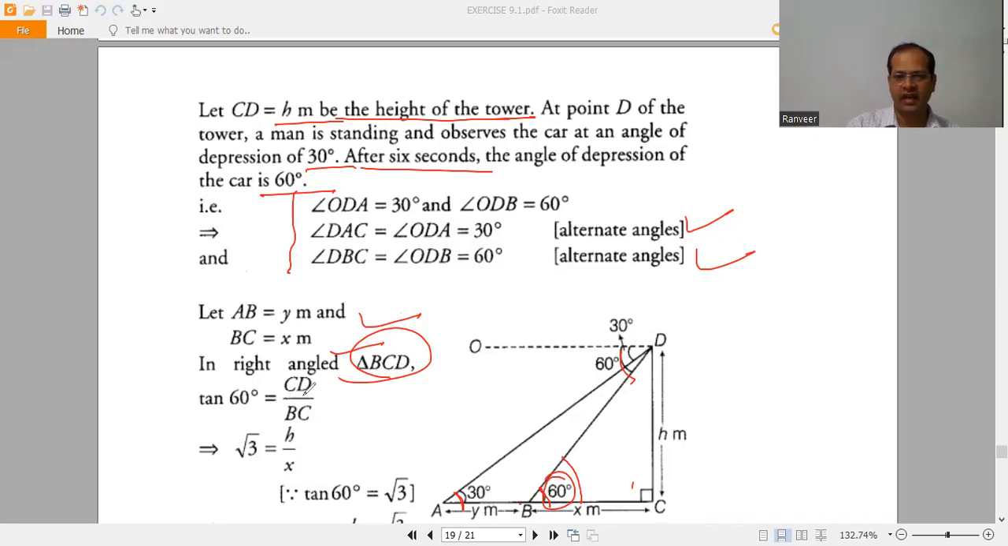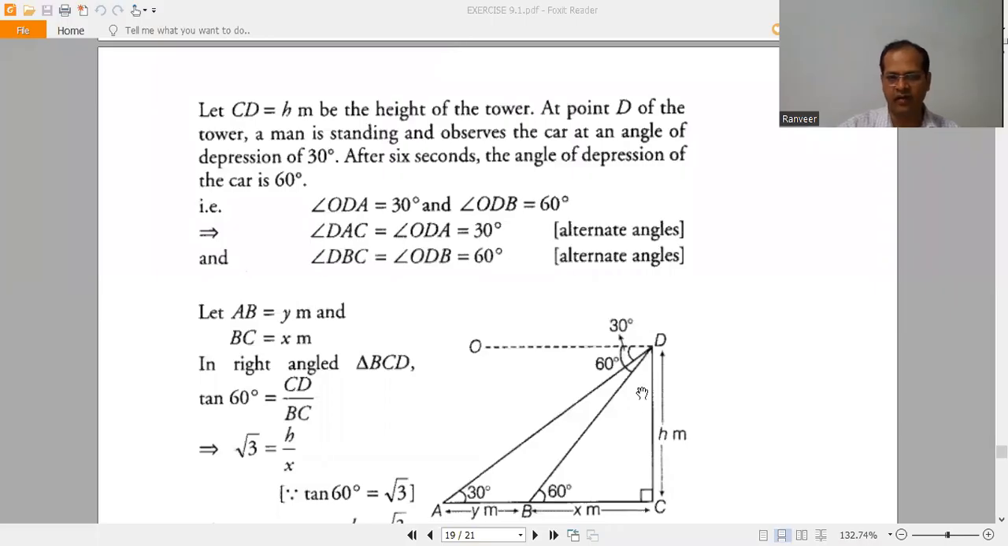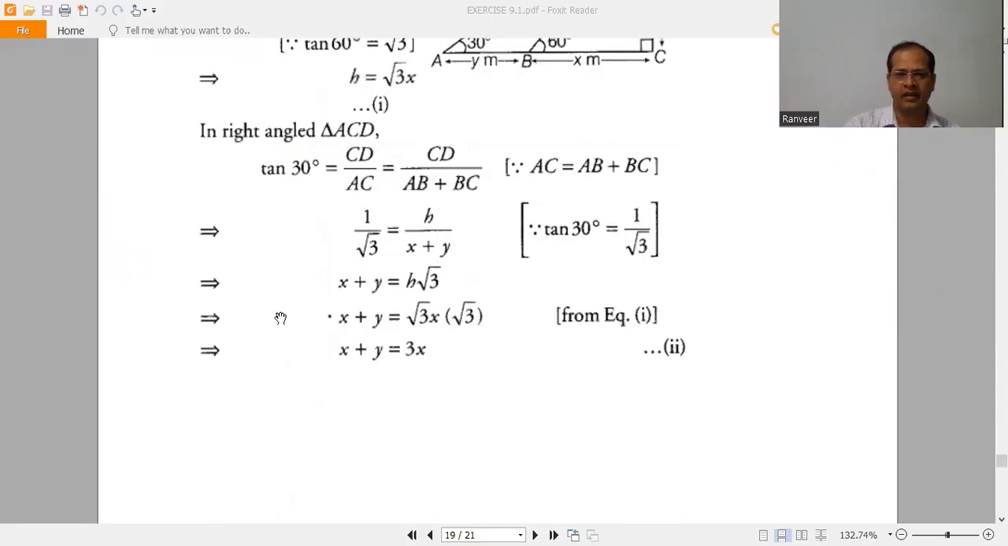So tan 60 degrees we can write as h by x. This is from the smaller triangle whose angle of depression is 60 degrees. So root 3 equals h by x. Similarly, we can take tan 30 degrees, which is h by y plus x. Tan 30 degrees is h by y plus x, and substituting h equals root 3 x, we get x plus y equals 3x. So this is the second equation.